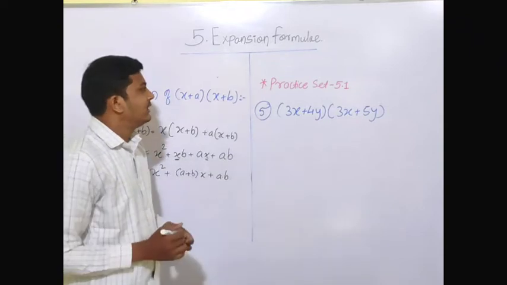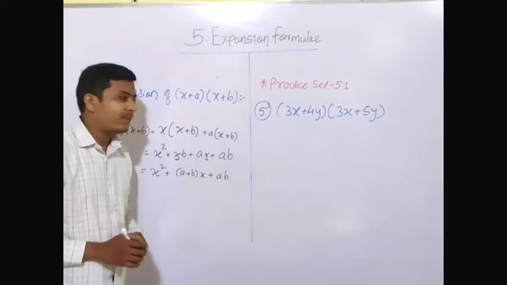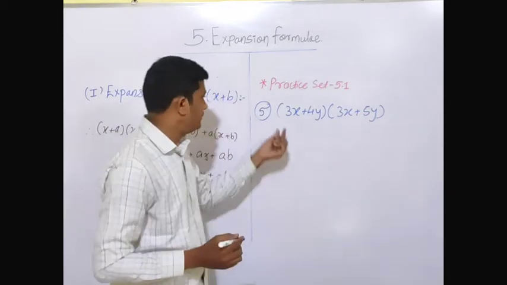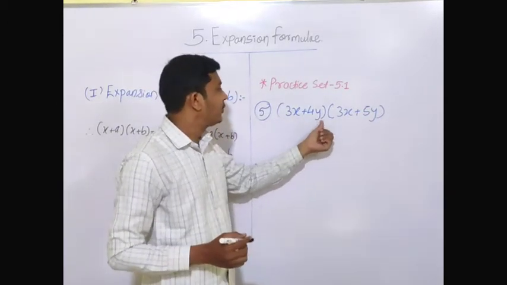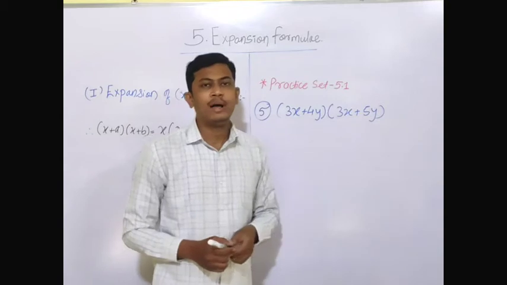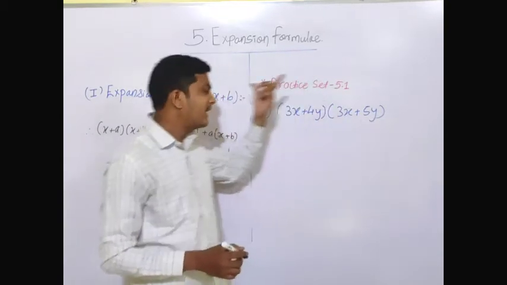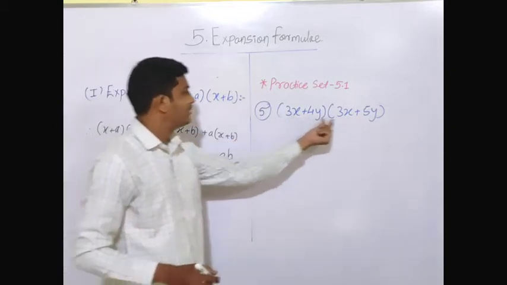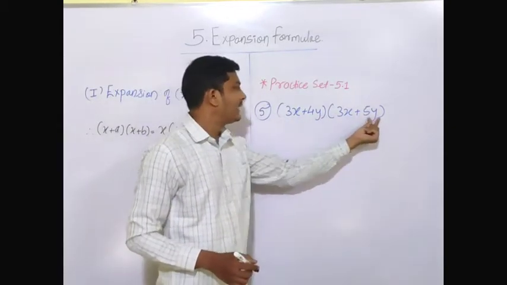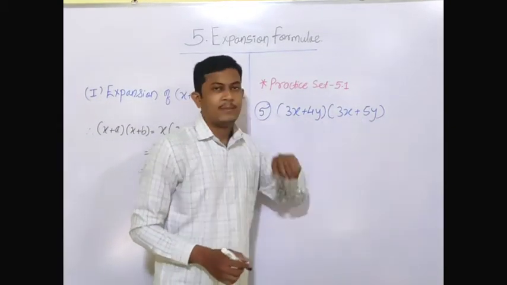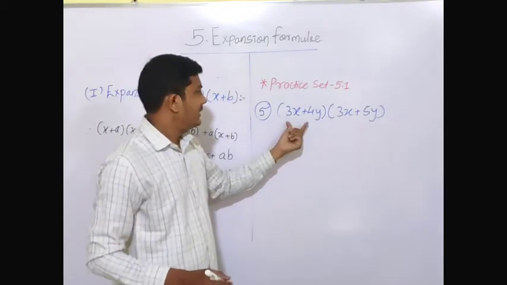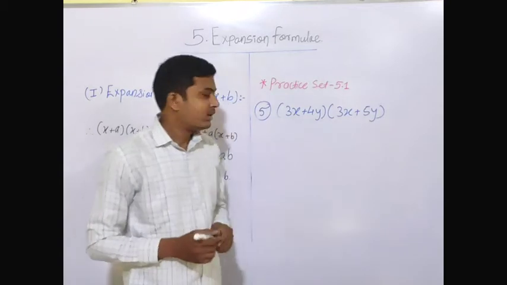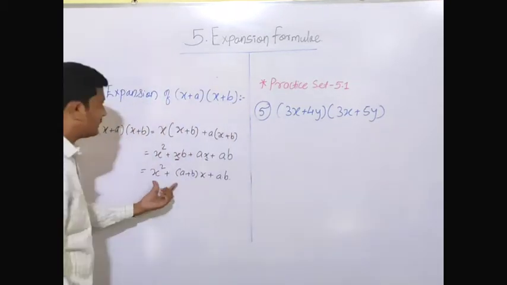Now we have to see two examples of practice set 5.1. The first example is (3x plus 4y) into (3x plus 5y). This example is the same as (x plus a) into (x plus b). That is, the first term is common, only the second term of the bracket is different. This is the product of two binomial terms having one term common. Okay, so let's see by using the formula.